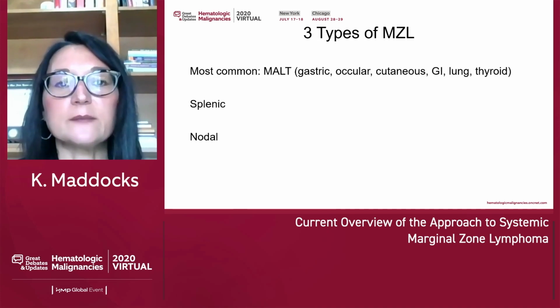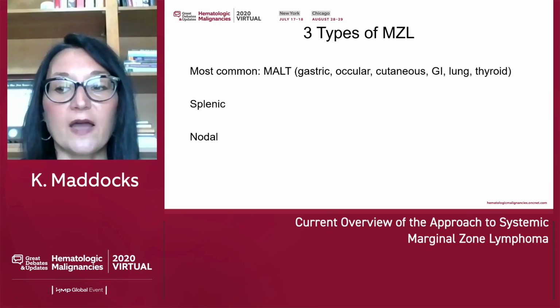There are three subtypes of marginal zone lymphoma: MALT lymphoma, splenic marginal zone lymphoma, and nodal marginal zone lymphoma. The most common of these is MALT, and the most common location of MALT lymphoma is the gastric area, but orbital, cutaneous, GI, lung, and thyroid are also common areas of involvement.